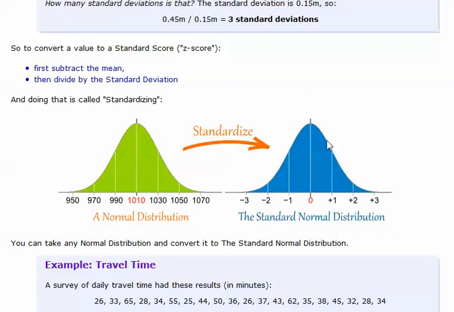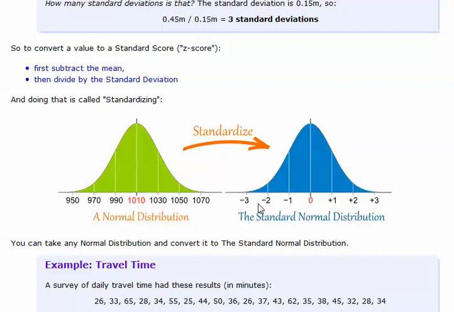In a standard normal distribution, the mean is always 0, and for the standard deviations, you can see that you are 1, 2, 3 standard deviations above the mean, 1, 2, 3 standard deviations below the mean. You can take any normal distribution and convert it to the standard normal distribution. And basically that's what is done in practice.